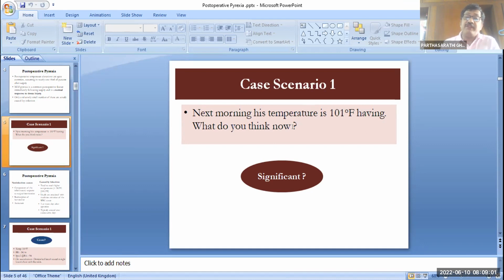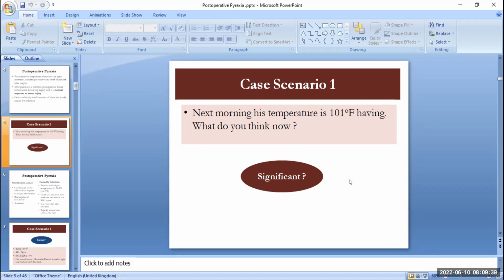Now, in the next morning, when we are on the round, the temperature is still 101 degrees Fahrenheit, and it's persisting for the last 24 hours. Now, do you consider it as a significant rise of temperature, Snehasi? Yes, sir. This is a significant rise in temperature, as this is post-operative day 2, sir, and as mentioned in the case scenario, the patient is a known smoker and a patient of COPD. So there may be a chance of development of atelectasis.